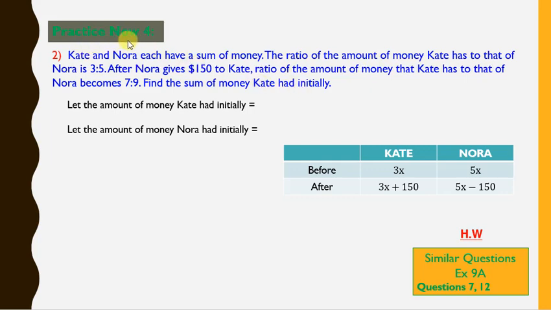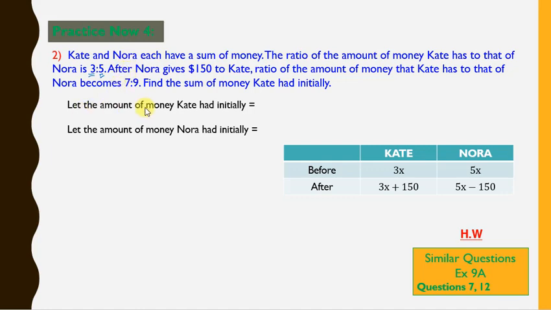So now we will solve practice now 4. Kate and Nora, I don't know if I am pronouncing it correctly. So Kate and Nora each have a sum of money. The ratio of the amount of money Kate has to that of Nora is 3:5. It means that the ratio is 3 units for Kate, 5 units for Nora.